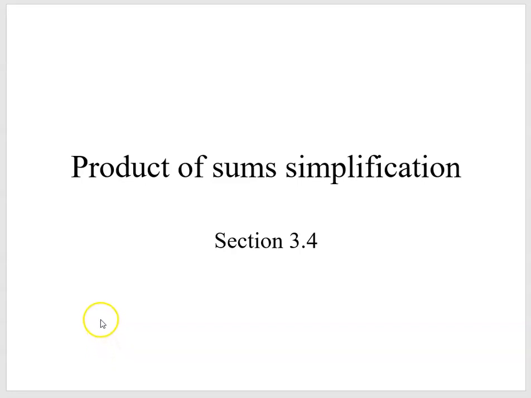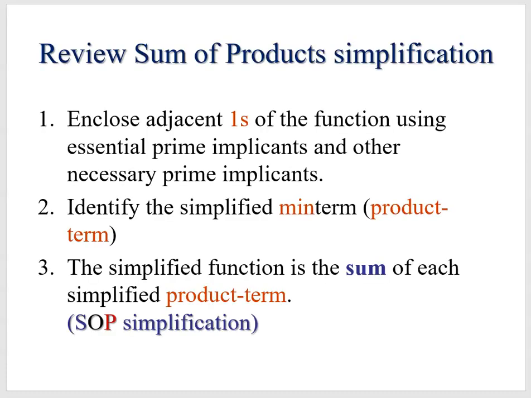Let's take a look at using Karnaugh maps to simplify the function to get a product of sums simplification, or an AND of OR terms simplification. So what we have been focusing on is a sum of products implementation, where we've enclosed adjacent ones of the function in the Karnaugh map using our essential prime implicants and other necessary implicants. And then we identify the simplified min term, which is a product term. The simplified function then is the OR, or the sum, of each of these product terms, or AND terms. And we call that the SOP, or sum of products simplification.